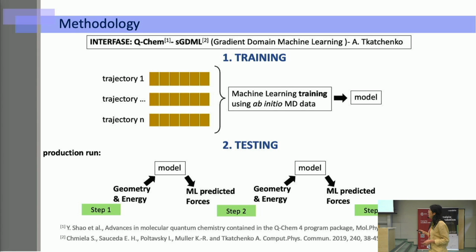I forgot to mention that all the calculations are done in QChem. So far it's not for the public, but I have implemented it now, so hopefully in the near future it will be available for anyone who wants to use it. It has an interface with SGDML, a machine learning model from the group of Chmiela. So what we are doing now: we have QChem, we have geometry and energy. We go to SGDML, we use a model, and then we predict the forces, and in this way we propagate the trajectory.